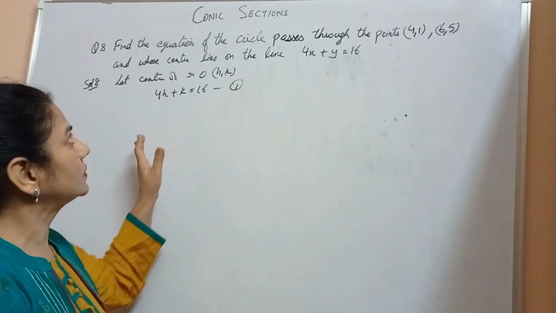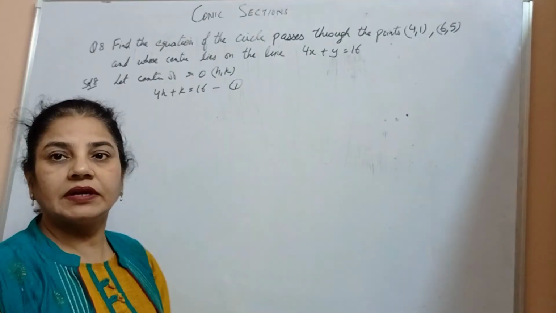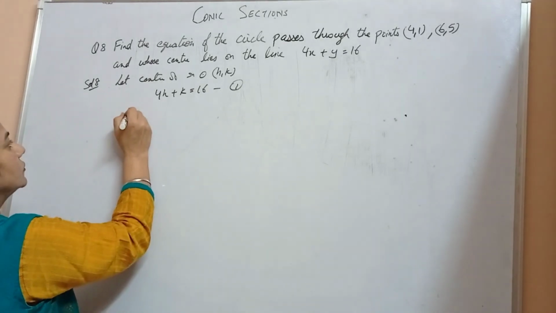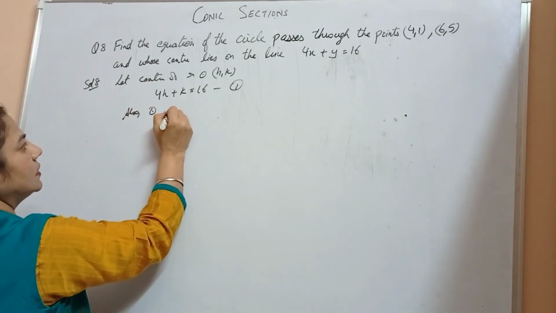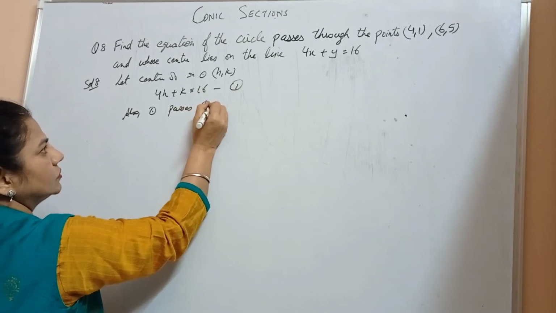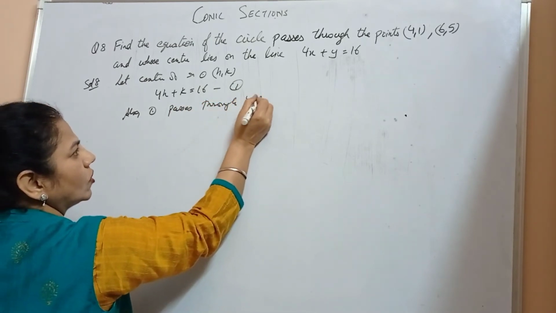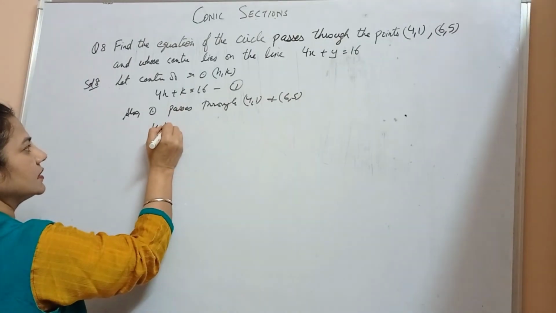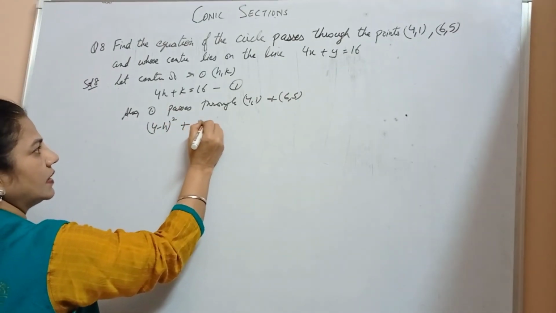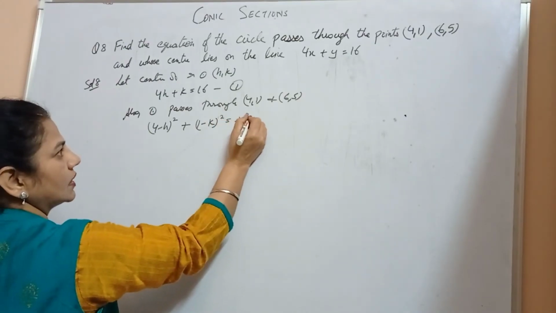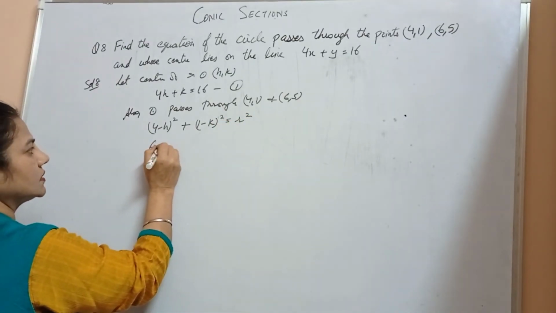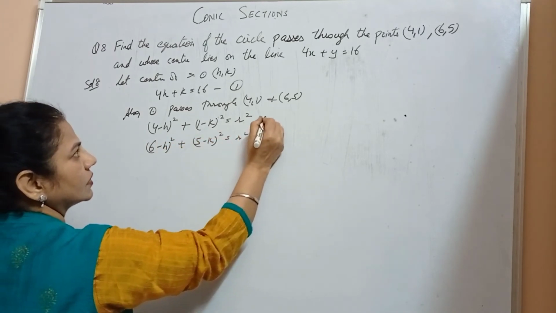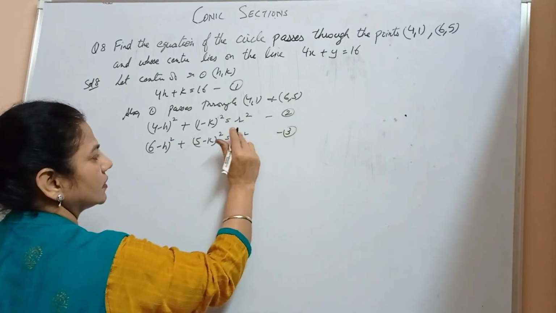Also, the circle passes through the given points 4, 1 and 6, 5. So we have 4 minus h whole square plus 1 minus k whole square is equal to r square. And another equation is 6 minus h whole square plus 5 minus k whole square is equal to r square. This is my second equation and this is my third equation.